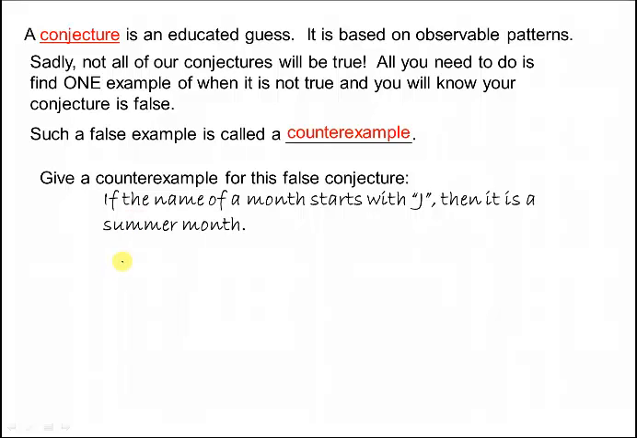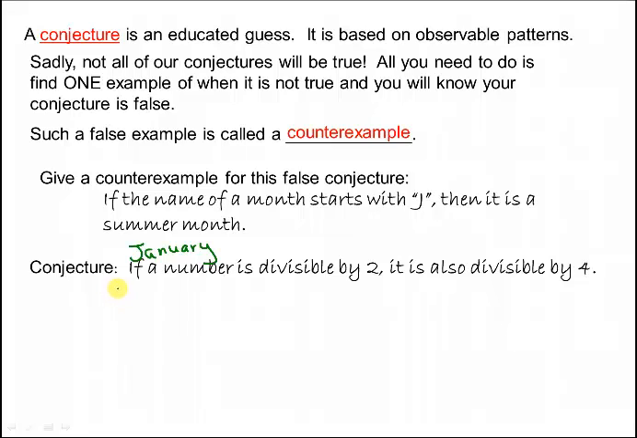So let's take a look at how a counterexample works to prove something false. This example claims that if the name of a month starts with the letter J, then it's a summer month, like June or July. Is that always true? Well, a counterexample in this case would be the month of January. Since it starts with a J, but it's not a summer month, that proves that statement is false.